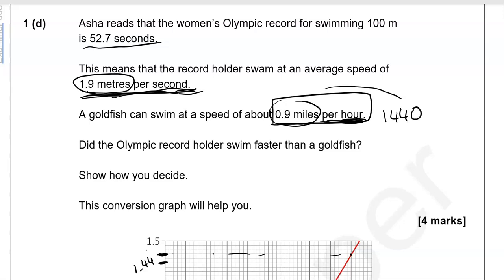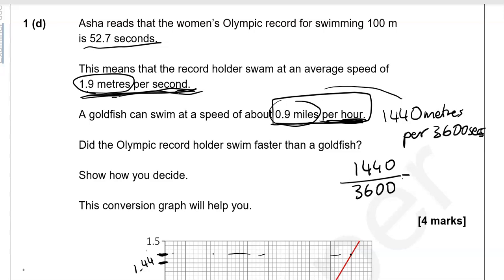1,440 meters per 3,600 seconds. We want it as meters per second, so per 1 second. So what we're going to do is divide 1,440 by 3,600 to get the answer per 1 second.